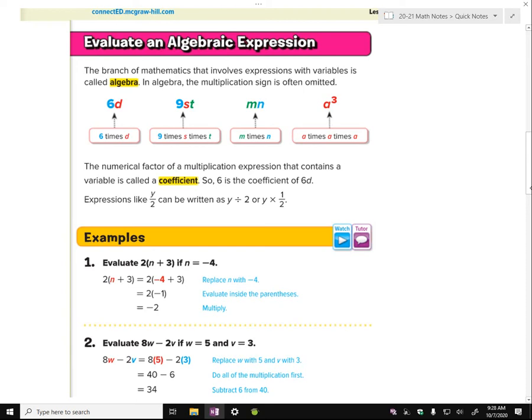The numerical factor of a multiplication expression that contains a variable is called a coefficient. Think of the two parts of that word. The beginning of it is co, which means with something else. Efficient means it's going to make it affect it, or efficient make it. That really wouldn't work with that suffix, but to make it work better, I guess you could say. So 6 is the coefficient of 6d. So it's the number that's hanging out with the letter.